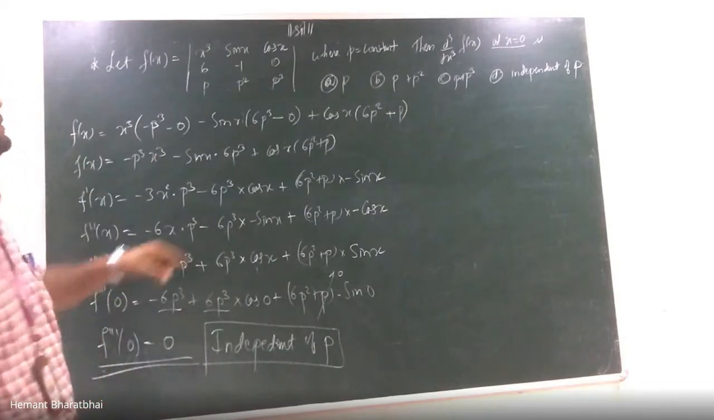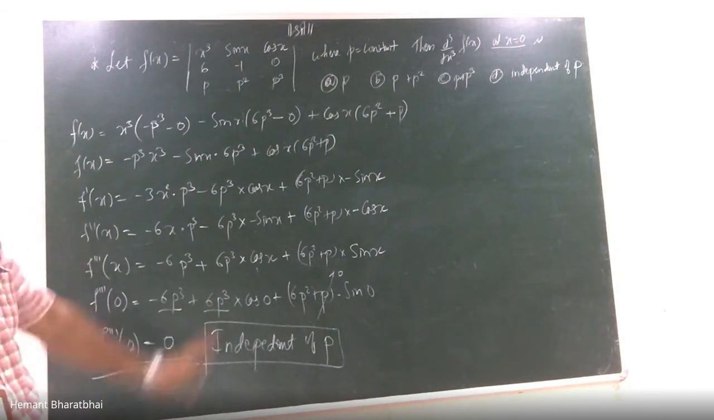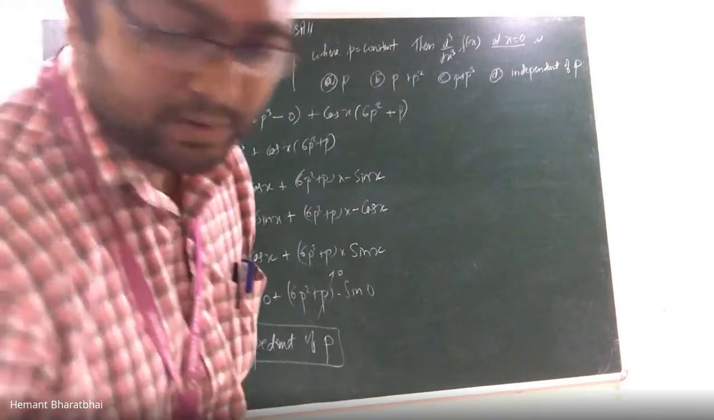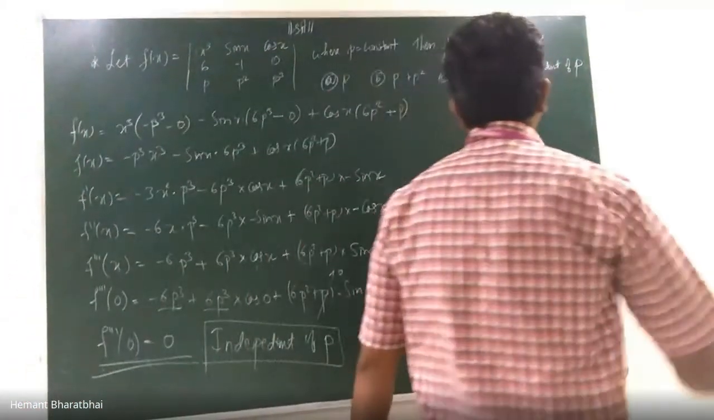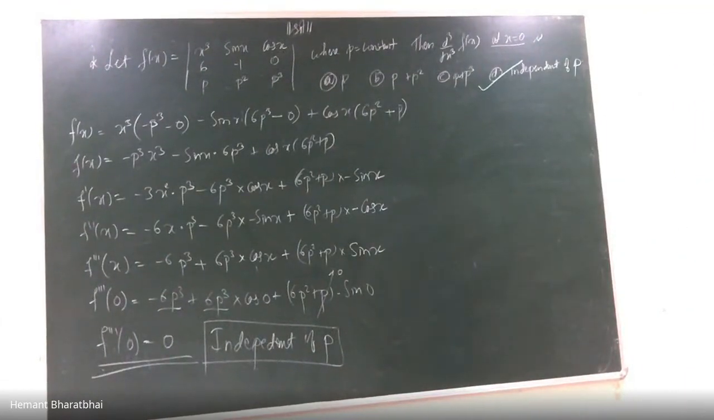He told us to find out the value of d cube by dx cube of f of x, which means f triple dash of x. So we are getting f triple dash of x is 0, so there is no p term over there. So the answer is going to be, it is independent of p. Okay, it is nothing but independent of p.